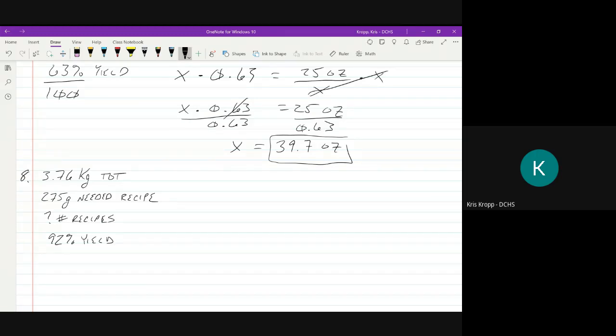Okay, so we're doing a yield percent problem, part of the whole again. So the yield percent is the edible part divided by the as purchased part. Okay. I know the percent yield. Of course, I have to divide this by 100 so that I can plug that in. So this is a 0.92.